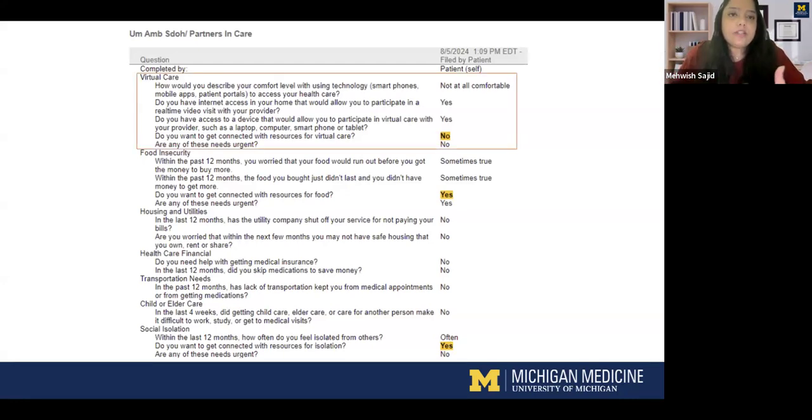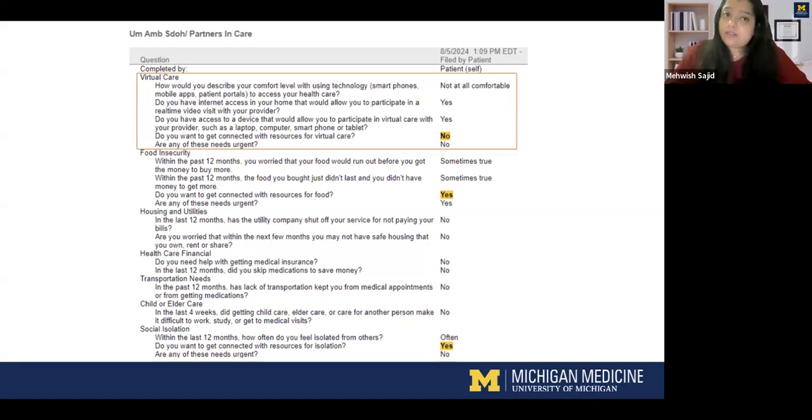And so the first one is virtual care. It asks how comfortable the patient feels using technology to access their healthcare. This patient said she is not at all comfortable. It also asks, do they have internet access in their home to participate with the provider in the video visit? Do they have access to a device like a smartphone to allow them to participate? Do they need resources to get connected for virtual care? And are any of these needs urgent?